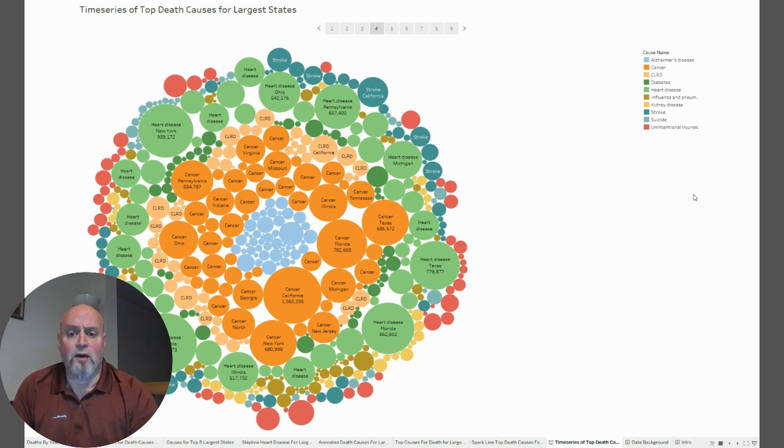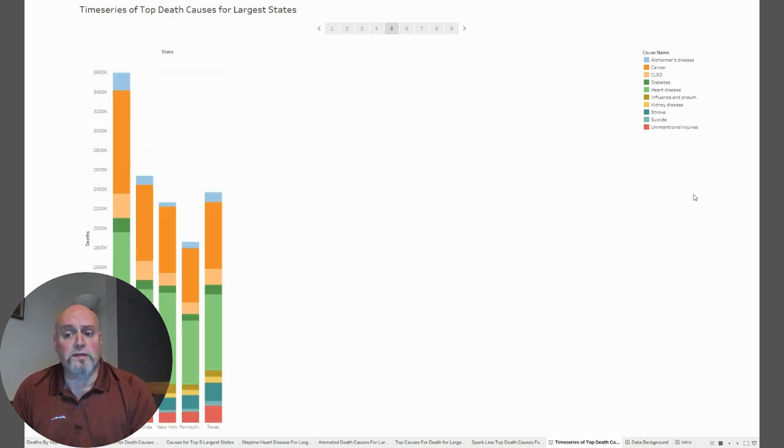Now that we've got this idea, we can focus more on the numbers and volume of data for the top largest states. Again, California, Florida, New York, Texas, and Pennsylvania. And you can see California, just from its size, is significantly larger, followed up by Texas. And you can see in the green that the heart disease is the greatest volume, as well as cancer, which is in the orange.